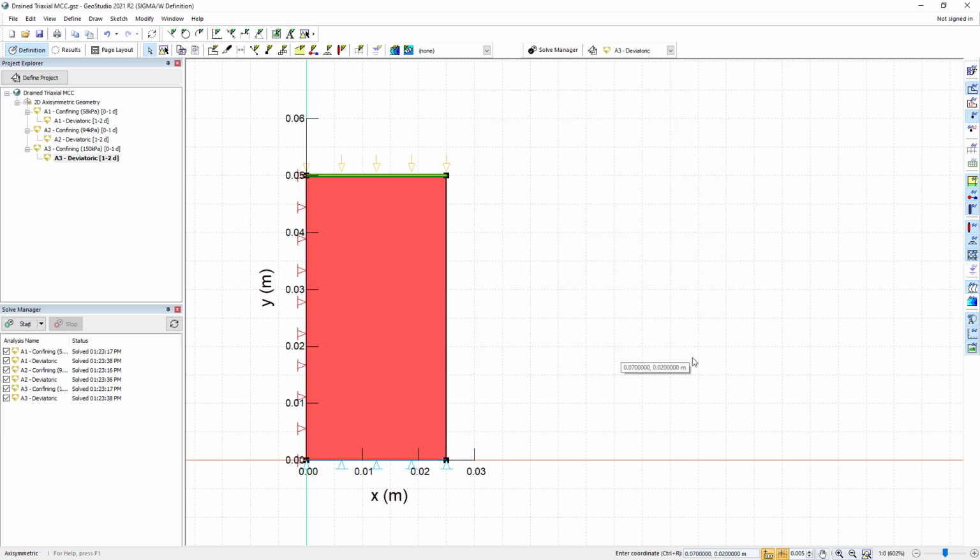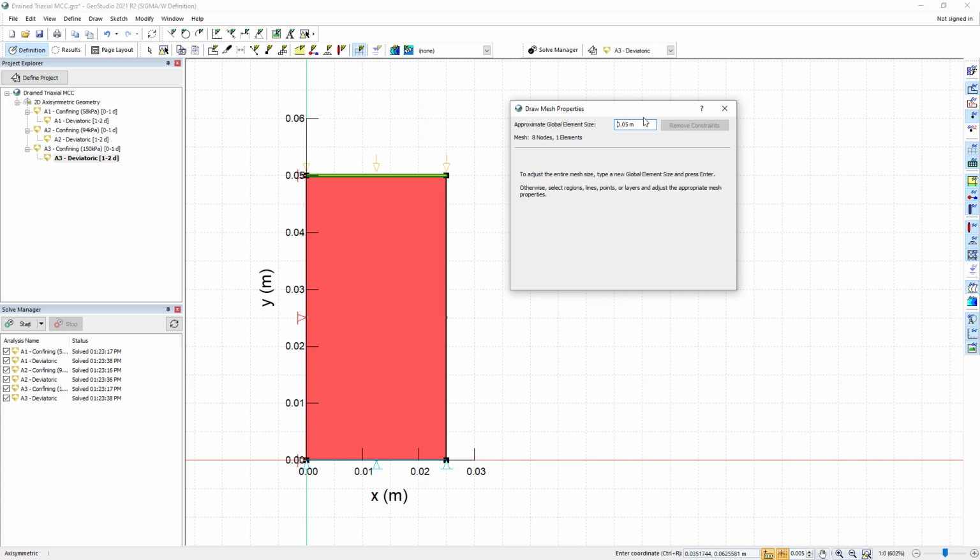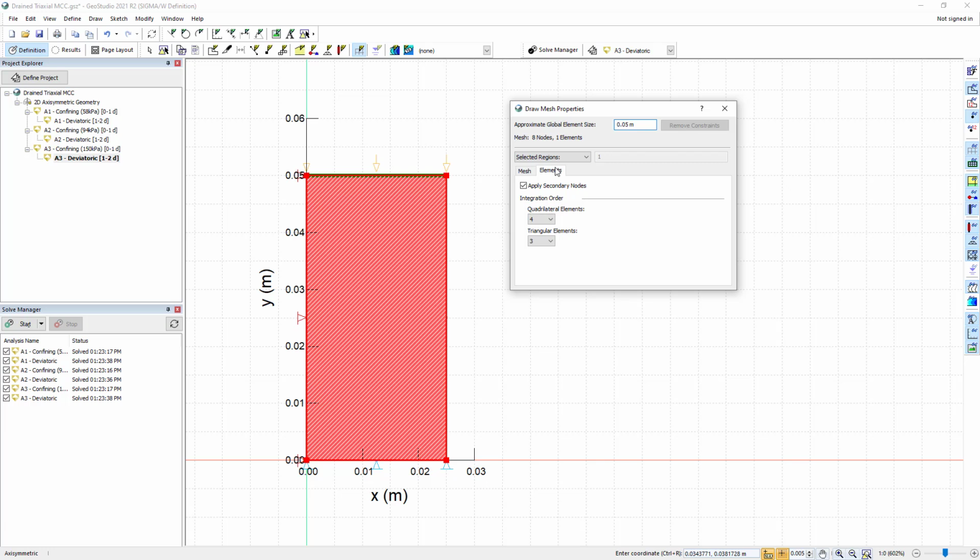Before solving an analysis, the final step is to review the finite element mesh. In the Draw Mesh Properties dialog, we see that the global element mesh size is 0.05 meters. Thus, the model domain represents 1 element.